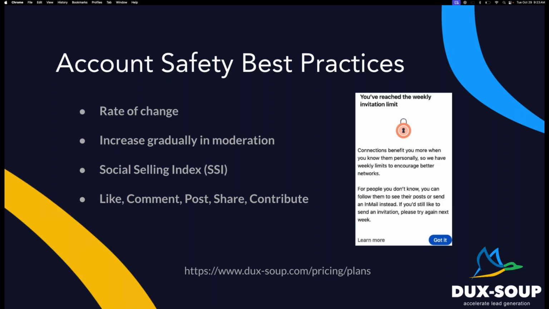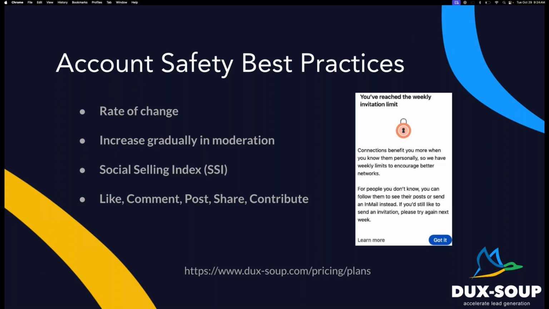So understanding your rate of change and increasing gradually is always going to lead to keys of success. When you start to use an automation tool like Dux-Soup or whatnot, increasing gradually week over week is going to be your best practice, and not just coming out of the gate and saying, well, if I can send 25 connection requests with LinkedIn, I know that I can send out 50 manually. Well, you may not want to do that necessarily. Increase it gradually over time and in moderation, obviously.